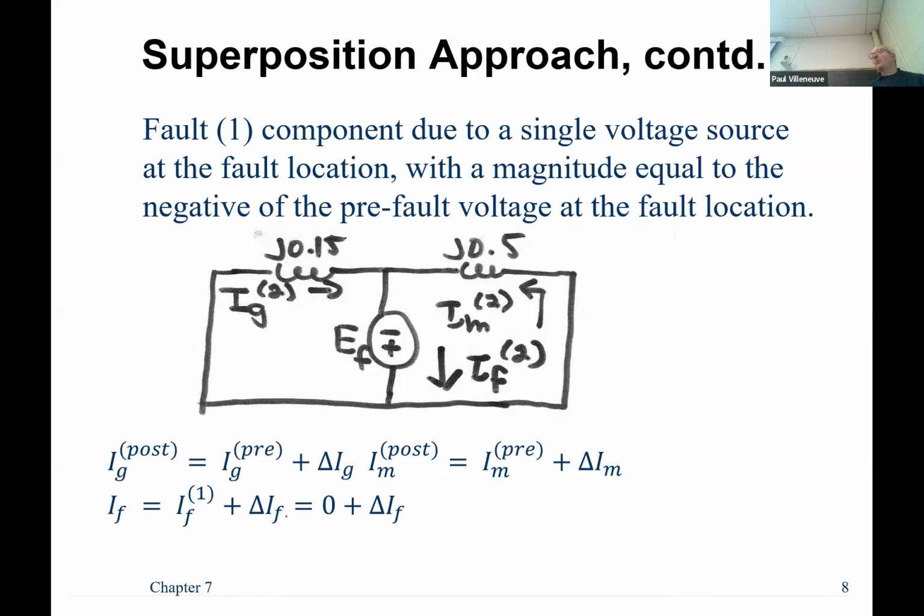So now I have to use superposition to calculate my currents. IG post the fault is going to be the pre-fault current, what I calculated for the entire system, plus the delta IG, the addition of the pre-fault source in the opposite direction. And I could do the same thing for the motor. My actual fault current is the only one that had no pre-fault current because it was an open circuit. There was no connection, no reason for current to flow through the fault. It was at 0. So that's when I get my delta F.